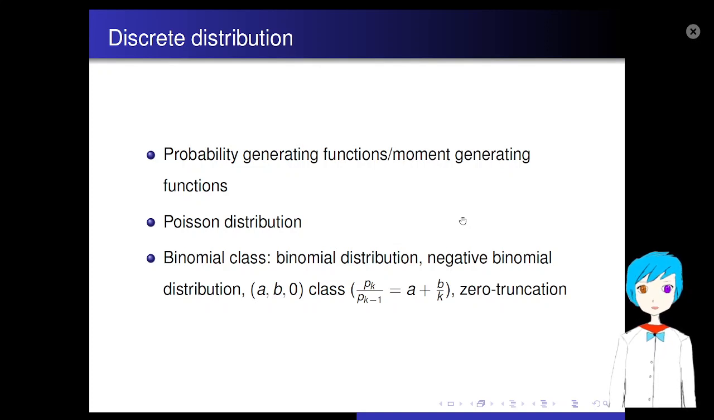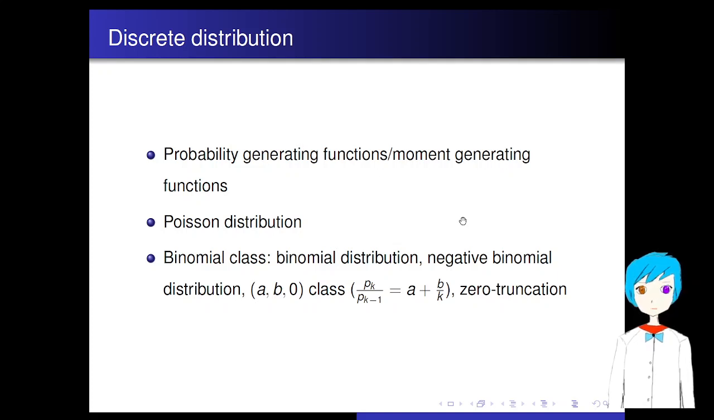Finally, we learned discrete distributions. It is also often used to model the number of claims within a time period. First, we know the probability generating functions and moment generating functions, which can characterize the features of a discrete distributed random variable. Then we learned the Poisson distribution. It is often used to model the number of claims made within a given time interval.